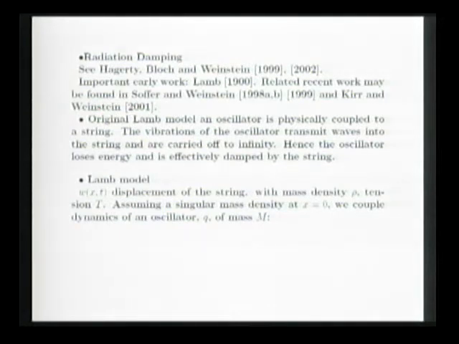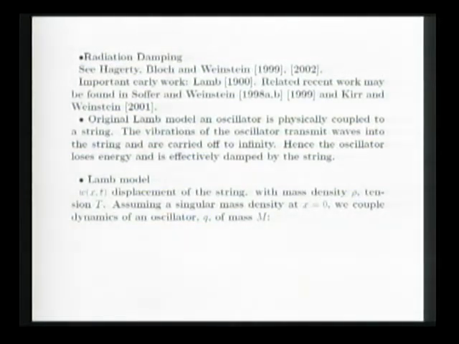The simplest way of seeing it is this rather wonderful Lamb model, which goes back to some work of Lamb in 1905. This was a precursor to quantum mechanics. The simple Lamb model is an oscillator physically coupled to a string, and the vibrations of the oscillator transmit waves to the string, which are carried off to infinity. That's an infinite dimensional system, but if you look at the oscillator by itself in isolation, it behaves like an oscillator with damping. So let me show you briefly how that works.